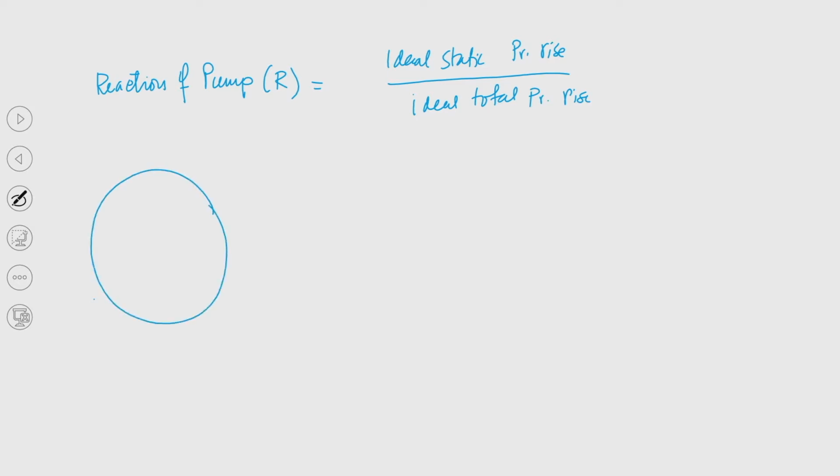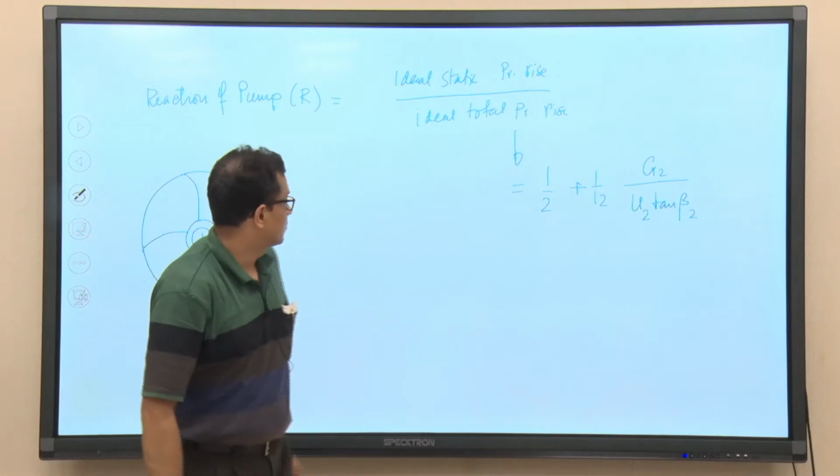Taking an impeller of a radial flow pump, say this is one blade, this is another blade like this, we have shown that this expression can be written mathematically as half plus half Cr2 upon U2 tan beta 2. So, this is what we discussed in the last class.